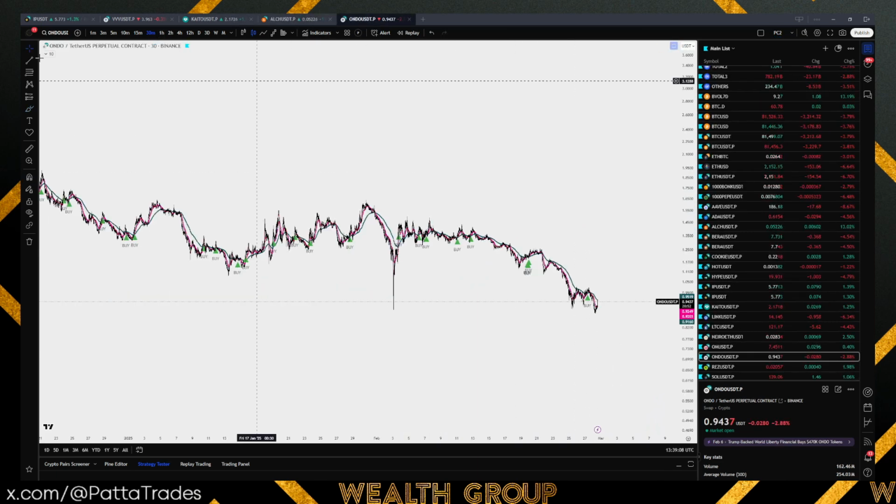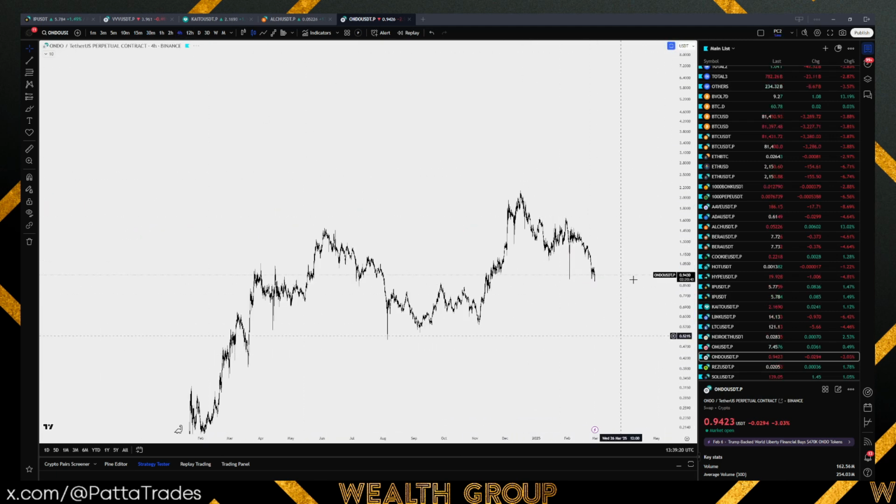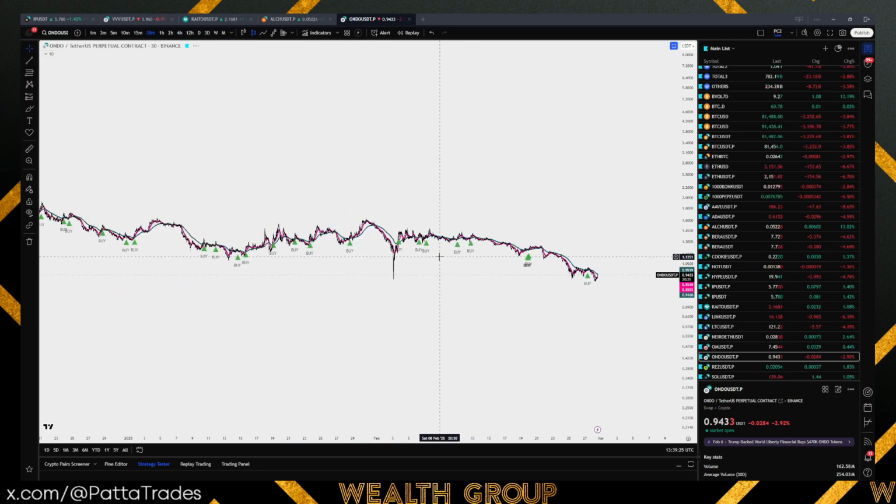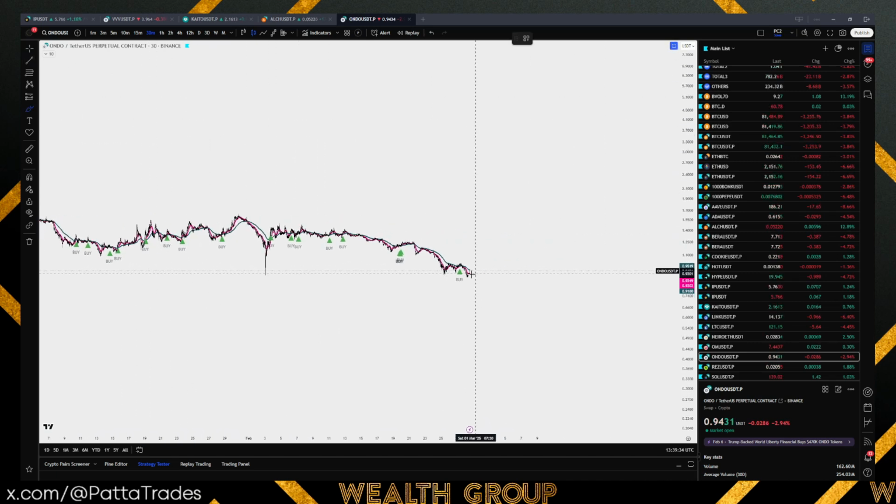So I want to use Ondo as an example for why it's important to look at strong trending coins against ones that have been in downtrends. Right, you can see Ondo has been in a downtrend for quite a while now, and you can see the amount of buy signals it has given. So really, I wouldn't trust these buy signals at all unless Ondo gave us a big move, a cool off.